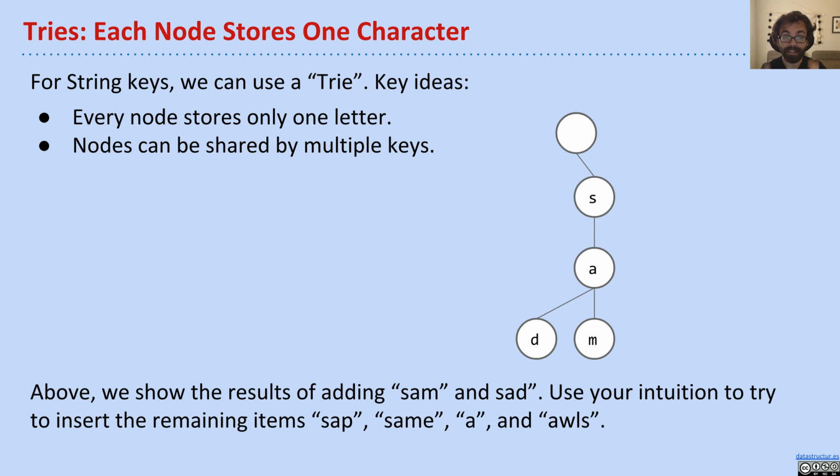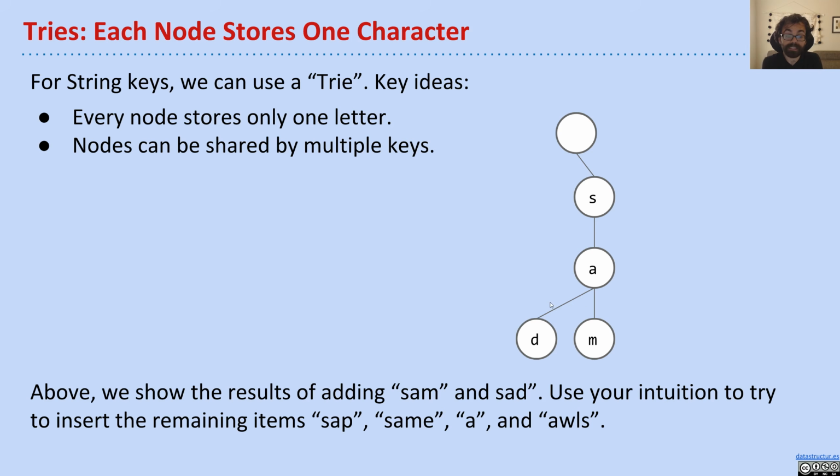In our trie, it's a tree of nodes, where each node stores 1 letter. And importantly, each node can be shared by multiple keys. So here, sam is the node S, followed by the node A, followed by the node M. And sad is the same 2 first nodes, and then a D at the end.